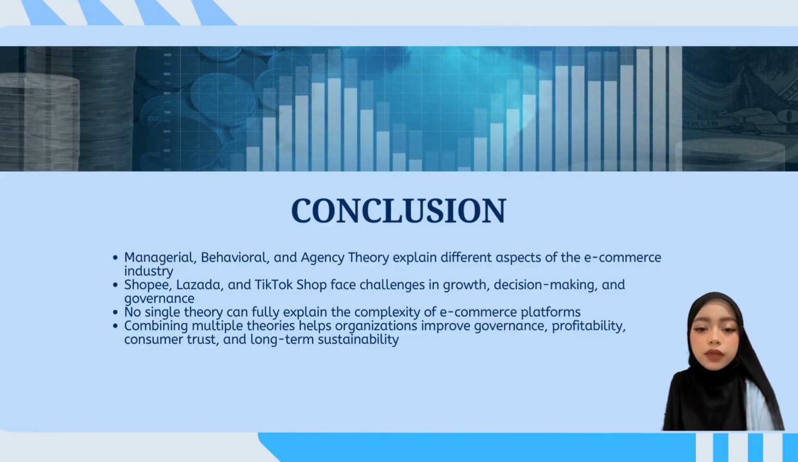In conclusion, managerial, behavioral, and agency theory each provide different perspectives in explaining the e-commerce industry. These theories help us to understand the growth strategies, decision-making processes, and governance challenges faced by platforms like Shopee, Lazada, and TikTok Shop. Since no single theory can fully explain the complexity of the industry, combining multiple theories gives a more complete understanding and supports sustainable growth and long-term success.